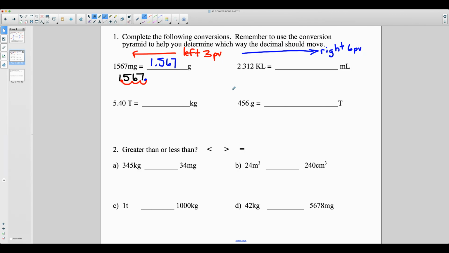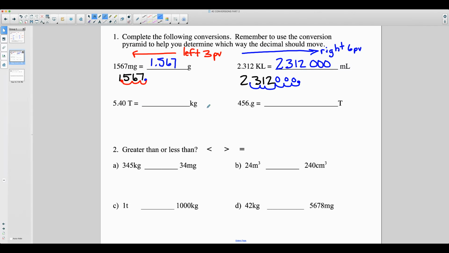So if I write my number out, I have 2 and 312 thousandths. But now I'm going to move it 6 place values. 1, 2, 3, 4, 5, 6. And we put our decimal here, and we fill in the holes with zeros. So our new number is quite large. We have 2,312,000 milliliters. All this is multiplying by powers of 10 and moving the decimal place a variety of place values depending on the power of 10 that we're using.